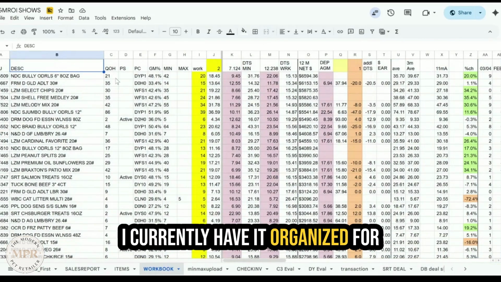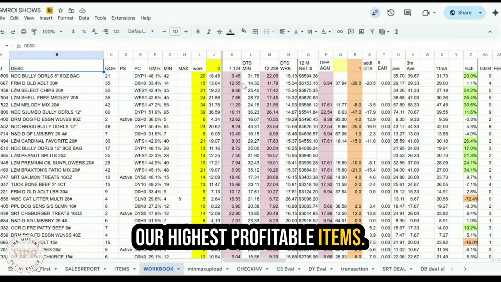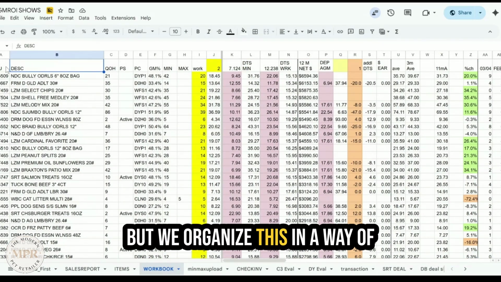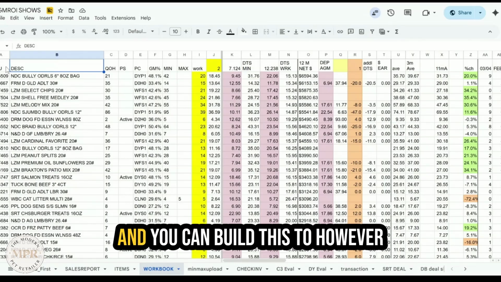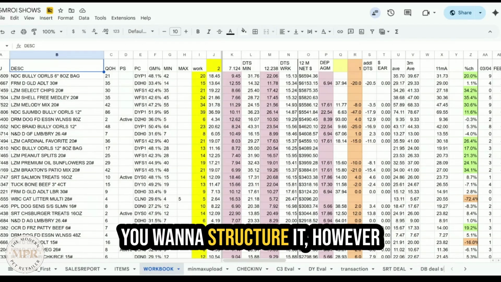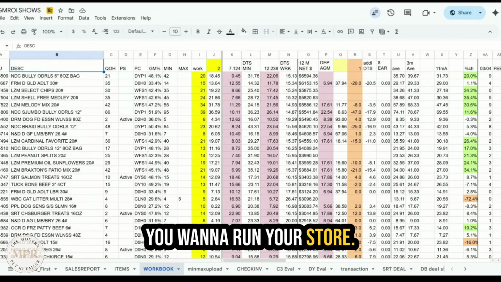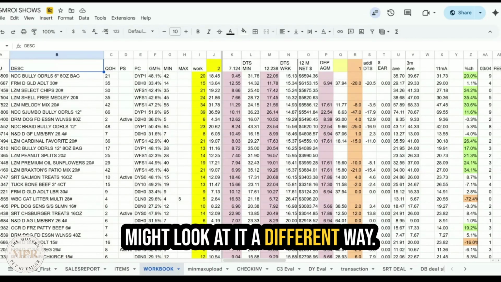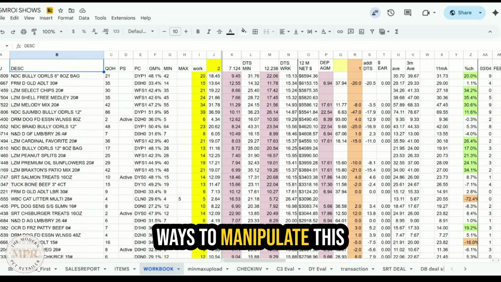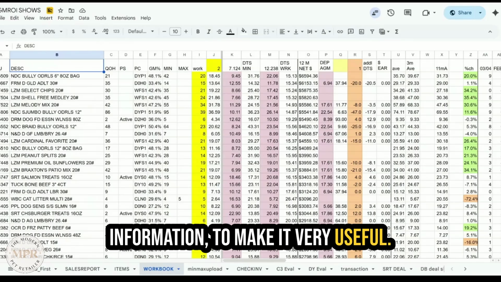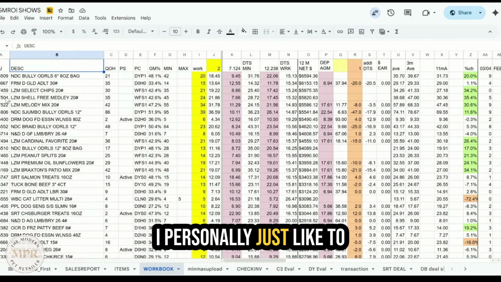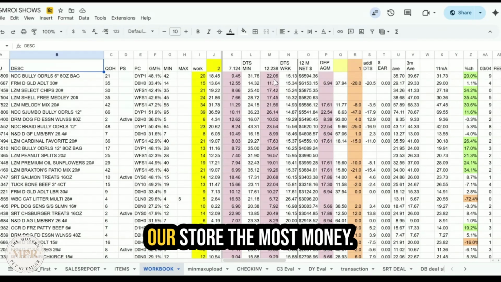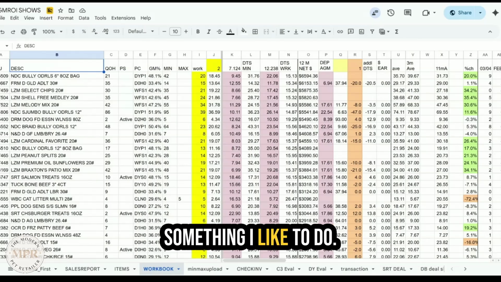I currently have it organized for our highest profitable items, but we organize this in a way of just how we want to look at data. And you can build this to however you want to structure it, however you want to run your store. You might build one way and your manager might look at it a different way. So there are all kinds of different ways to manipulate this information to make it very useful. I personally just like to know what items make our store the most money. I don't know why. It's just something I like to do.